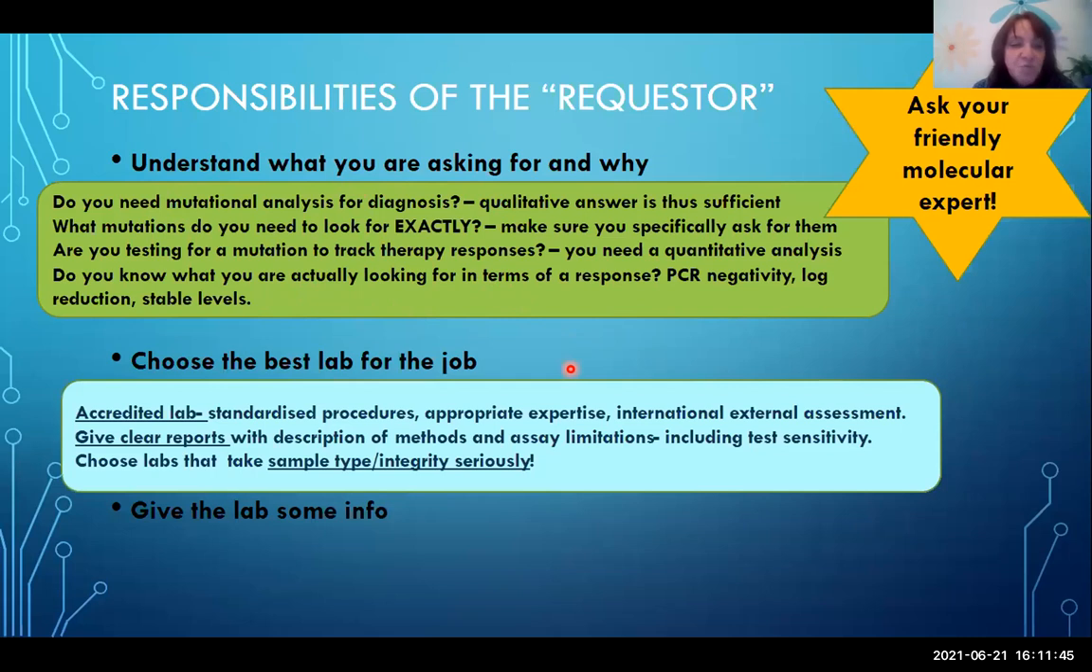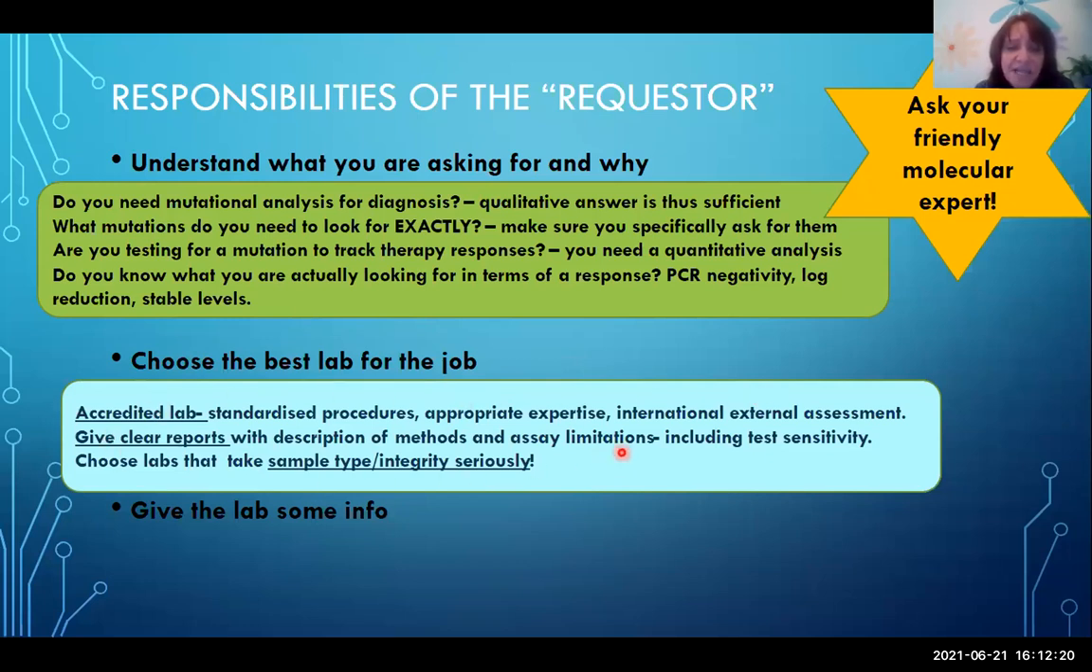So, I'm all for accreditation. It's a pain in the neck. It costs a lot of money. I sometimes hate it. We have an internal audit this week and I hate it, but it really is important, in other words, to make sure that you have the appropriate expertise, that the lab is peer reviewed using international external assessment, and that's getting more and more important when it comes to accuracy of quantification and mutation detection.